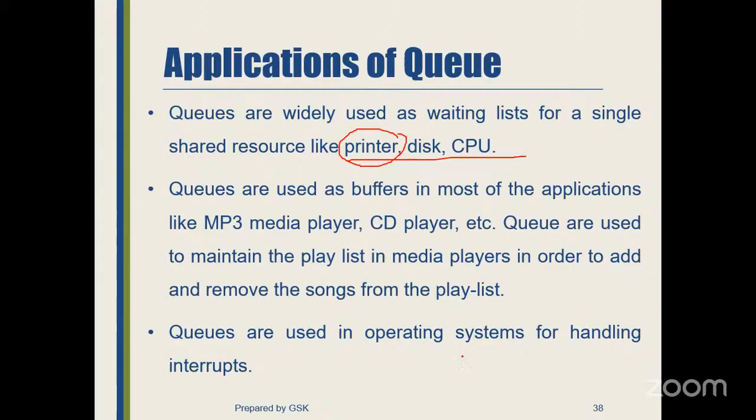Queues are used in operating systems for handling interrupts. While working with the operating system also, different types of interrupts may happen. So the operating system may solve these interrupts in queue fashion. The first raised interrupt will be solved first. The same formula will be followed by the operating system also.